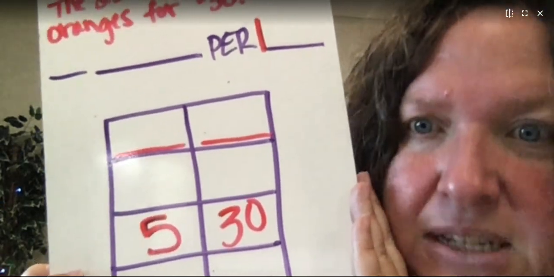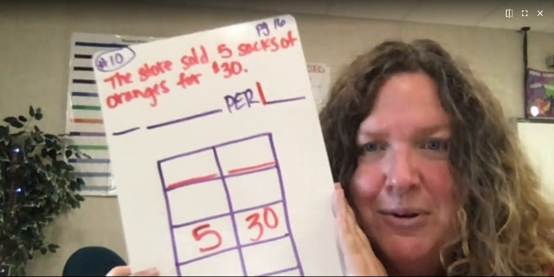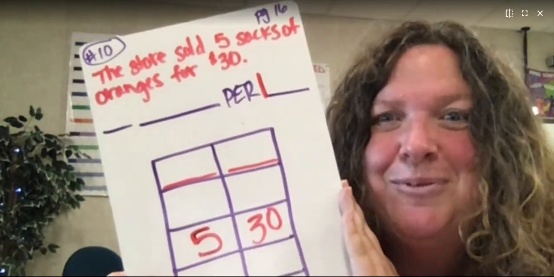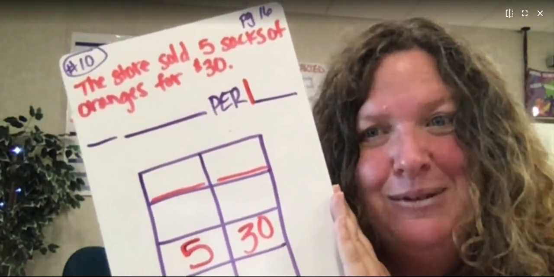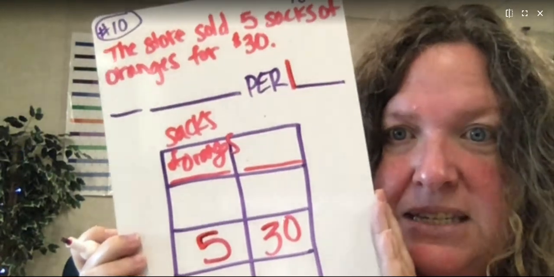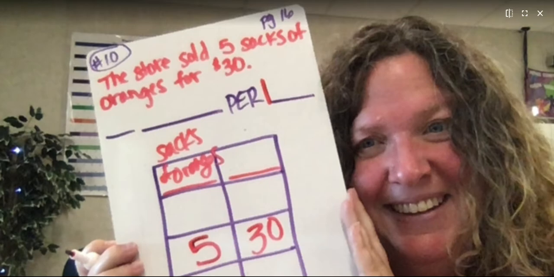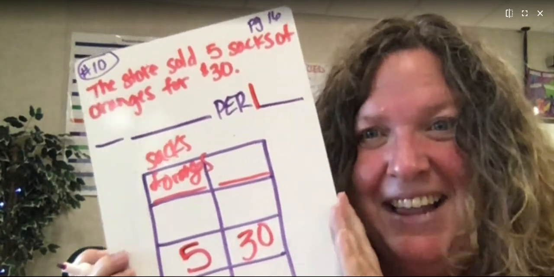Now, in order to keep myself organized, I want to label those correctly. What am I going to label those? Well, the 5 is, hopefully you said, the sacks of oranges. Now, remember, you can always pause the video so that I don't tell you the answer right away. And what does the 30 mean? Dollars. It's $30.